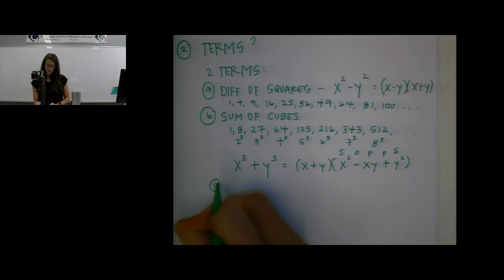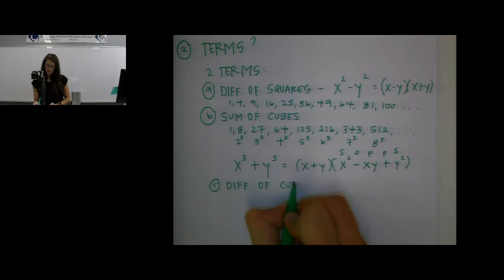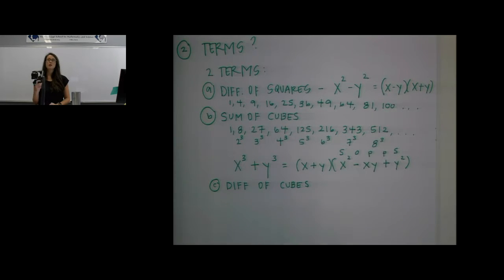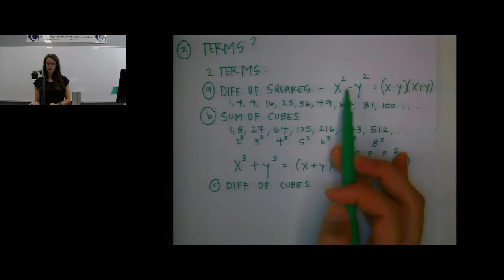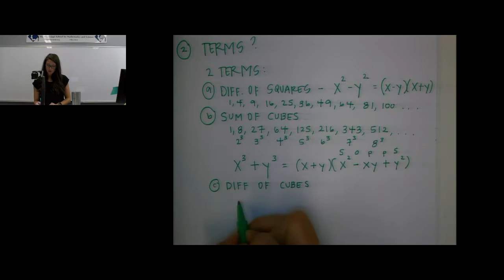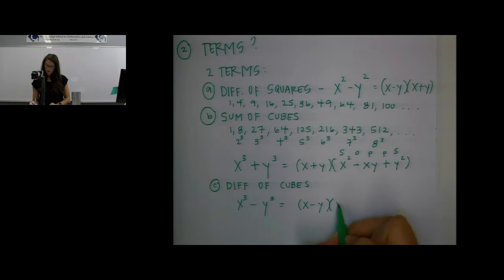Okay, it could also be the difference of cubes. So cubes can be both sum and difference. Difference of squares has to only be a difference of squares. If it's a plus sign right there, it can't go any further. So difference of cubes would mean x cubed minus y cubed. So this would be one of them, so x minus y, squared, opposite sign, product, plus square.